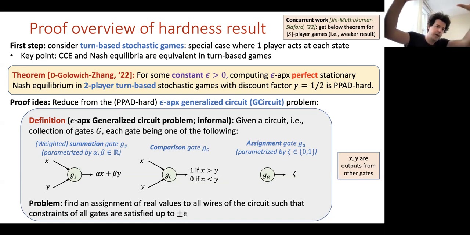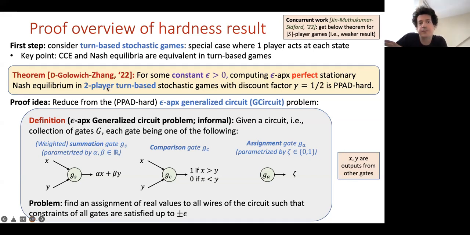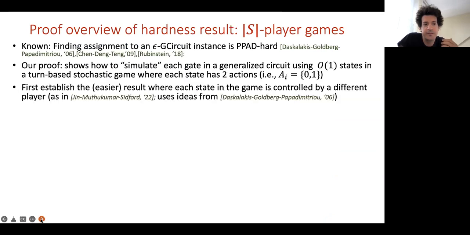And you have to start with that and construct a stochastic game such that CCEs in that stochastic game correspond to solutions to that circuit, to this arithmetic circuit satisfiability problem. And there is a way to do it. So how do we do it?